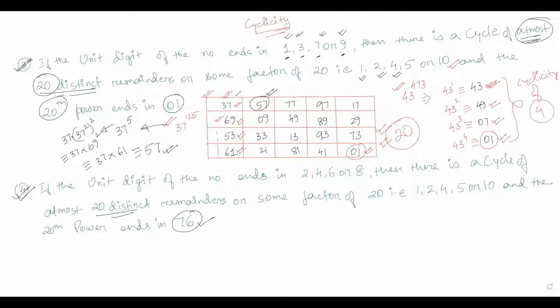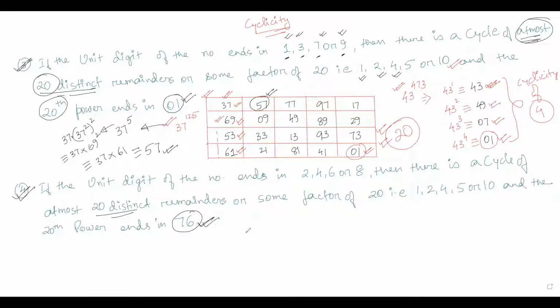So we need to simply remember that if the unit digit of the number ends in 1, 3, 7 or 9, there would be a cyclicity of at most 20 distinct remainders, and every 20th power will end in 01. In a similar way, if the unit digit of the number ends in 2, 4, 6 or 8, there would be a cyclicity of 20 distinct remainders or some factor of 20, that is 1, 2, 4, 5 or 10, and the 20th power will end in 76 in this case.